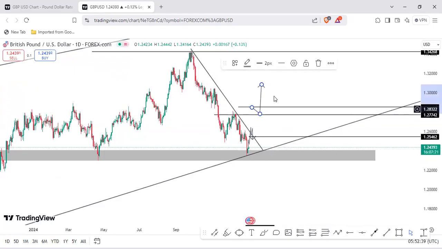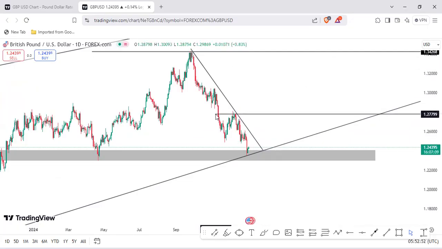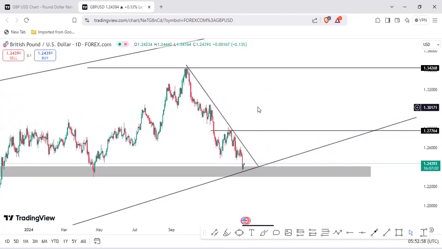Let me delete all this so that my chart will be pretty simple and cool. And so you have seen what I'll be waiting for. As long as we are still respecting this particular high, the market is still bearish, highly bearish.